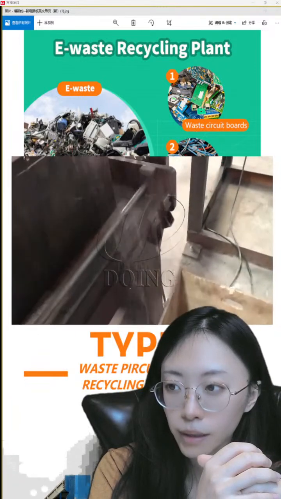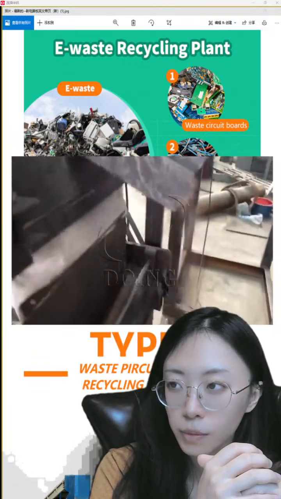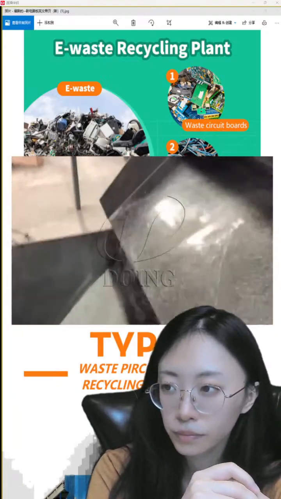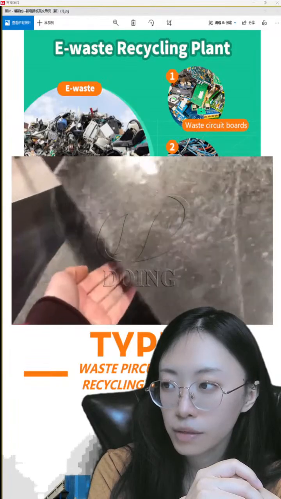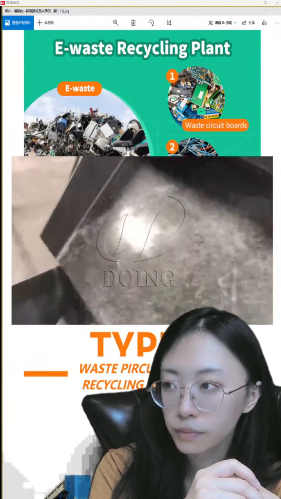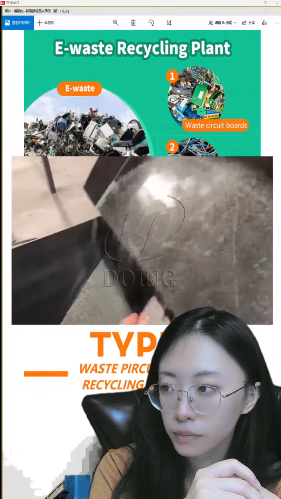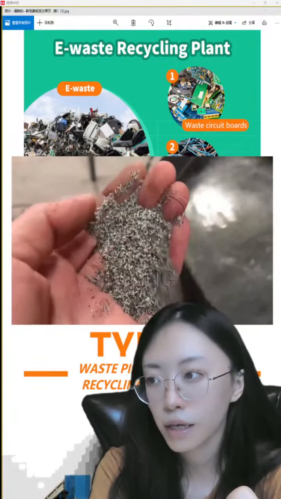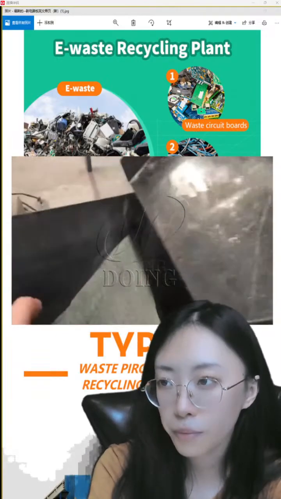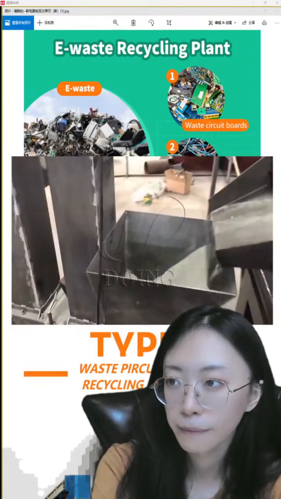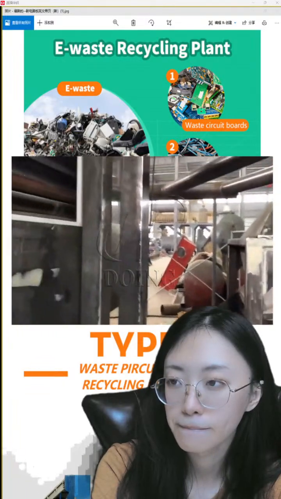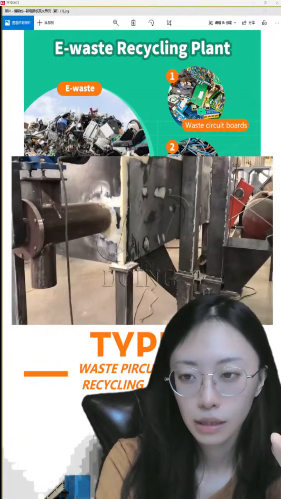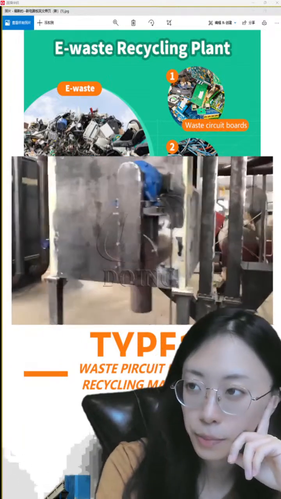Here is the mixed metals, copper and aluminium, and here the white one is the resin fiber. This is the air separator, using the airflow and the vibration of this machine. Then we will use this electrostatic separator to separate again.